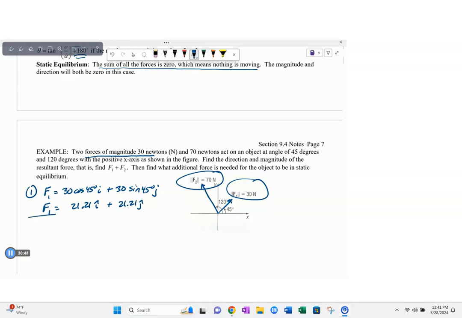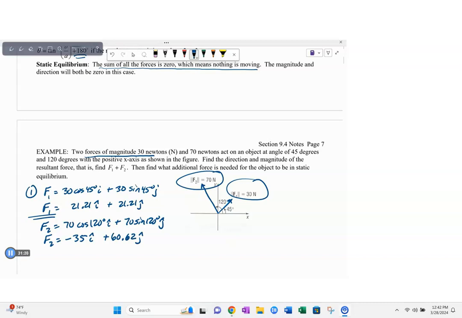Now it has a magnitude of 70 newtons. 70 is its magnitude. Cosine, this time it's a 120 degree angle, it said. 70 sine of 120 degrees. Again, make sure your calculator's in degrees. So the second vector is negative 35 I plus 60.62 J.